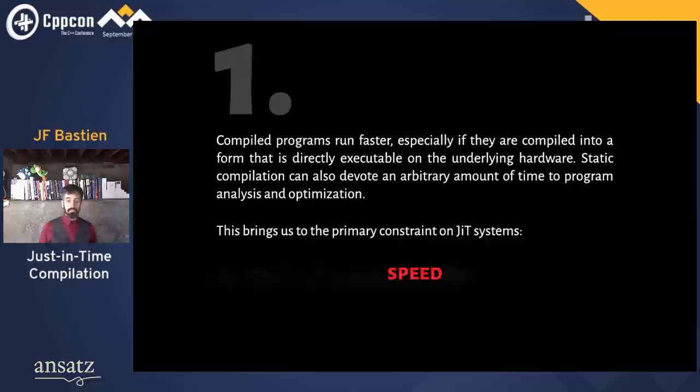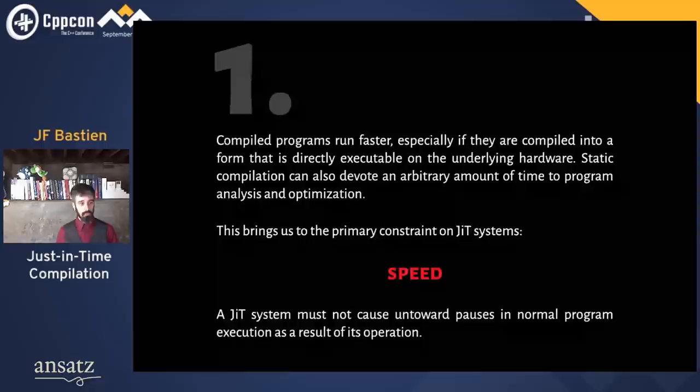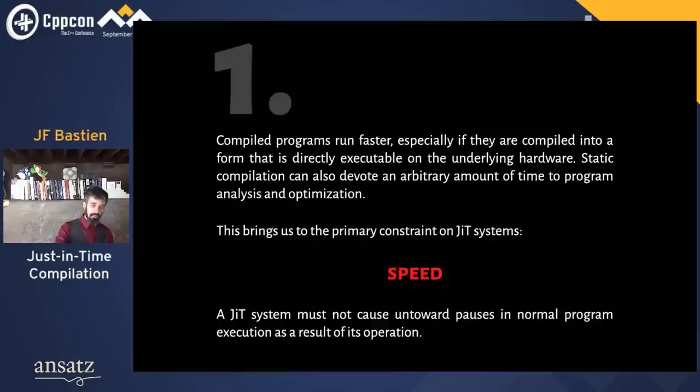So this brings us to the primary constraint of JIT systems, speed. A JIT system must not cause untoward pauses in normal program execution as a result of its operation. Now, this is really broad. What constitutes an untoward pause really depends on the system. It really depends what the JIT's doing, whether it has background compilation or not, a bunch of things, right?